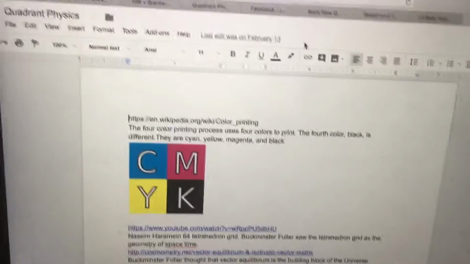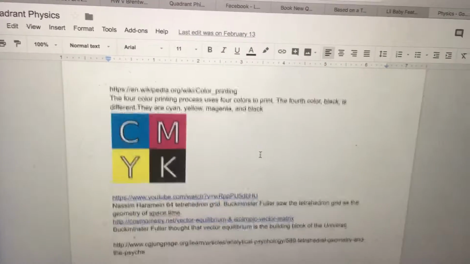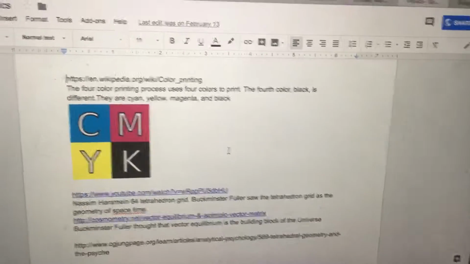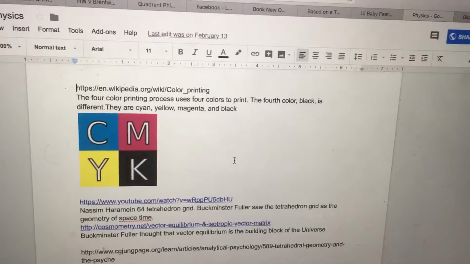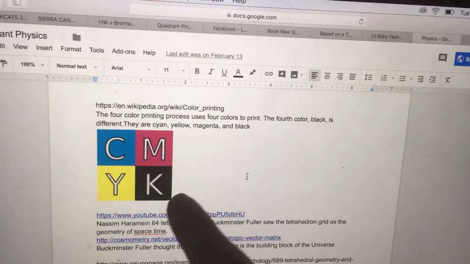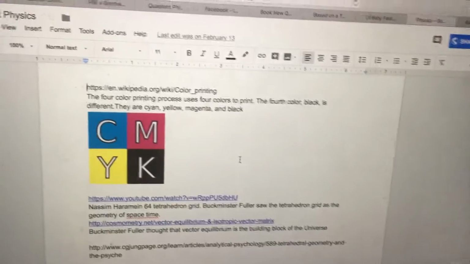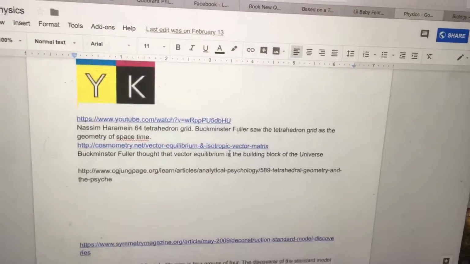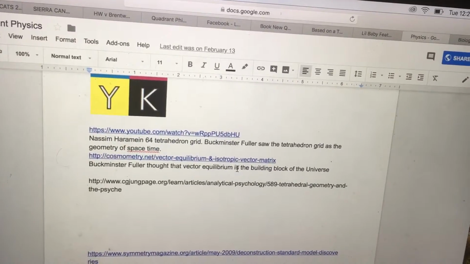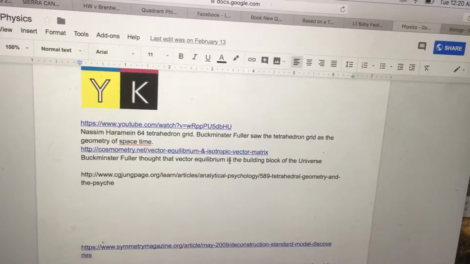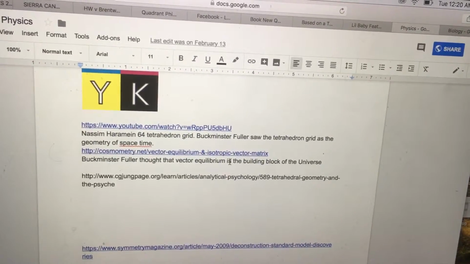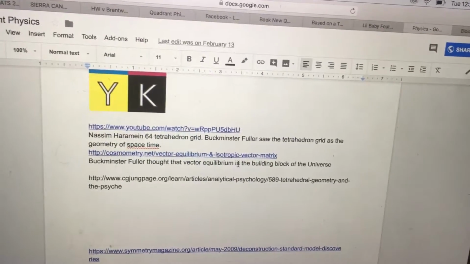All right, so here's one of my physics books on the quadrant model. Let's go over a few examples. There's a 4-color printing process. There are 4 colors used to print: C, Y, M, and K, cyan, yellow, magenta, and black. Nassim Haramein talked about the 64 tetrahedron grid. This is called the isotropic vector equilibrium. Buckminster Fuller saw the tetrahedron grid as the geometry of space-time.